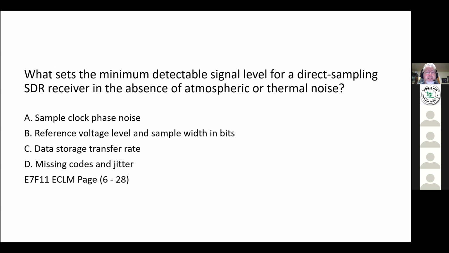What is the minimum detectable signal level for a direct sampling SDR receiver in the absence of atmospheric or thermal noise? A, sample clock phase noise. B, reference voltage level and sample width in bits. C, data storage transfer rate. Or D, missing codes and jitter. Correct answer is Bravo, the reference voltage level and sample width in bits.